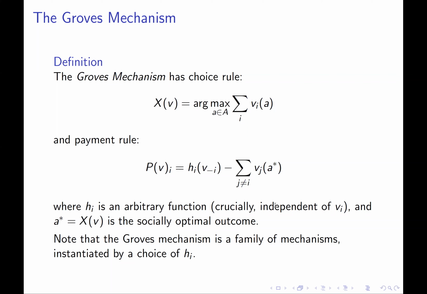Note, because we haven't pinned down what h is, the payments that the Groves mechanism asks people to make could be positive or negative. There's no guarantee that these are going to be positive payments, right? Like h could be the identically zero function. And so, there's going to be something that we have to pay attention to here.